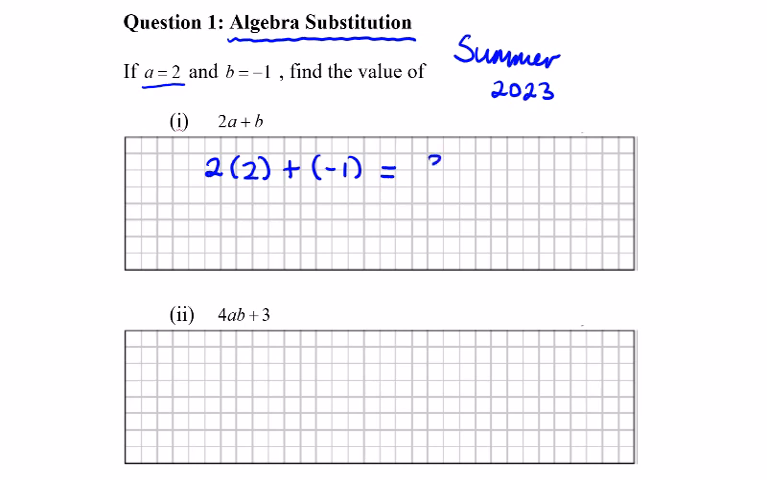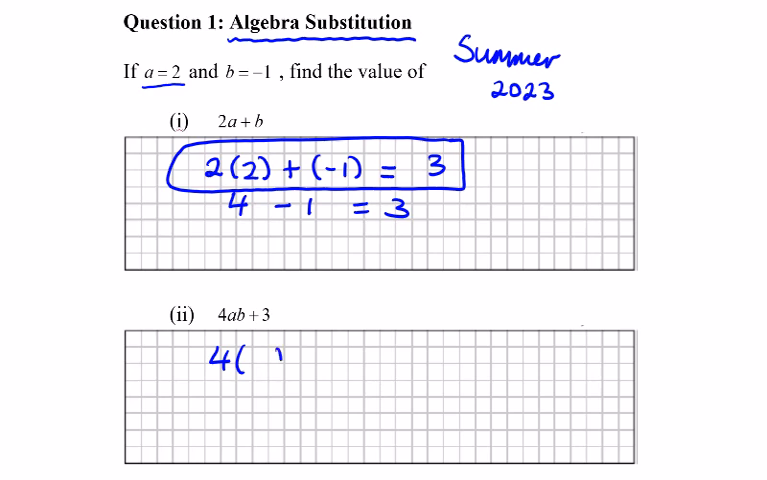So your calculator will give you the answer of 3, and the reason is it's going to be 4 minus 1 is equal to 3. But anytime you see substitution, it's calculator use. If you refuse to use your calculator and make mistakes, you really only have yourselves to blame.